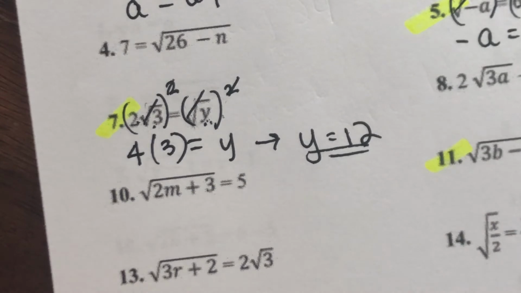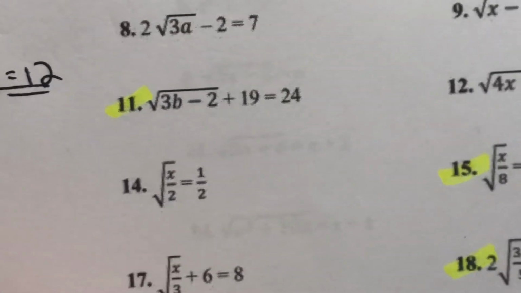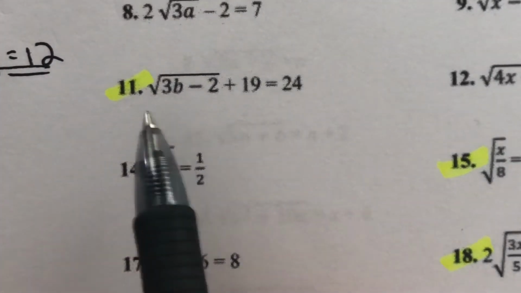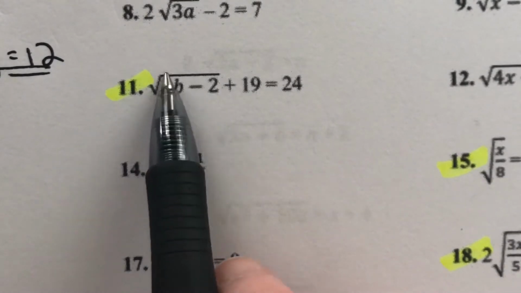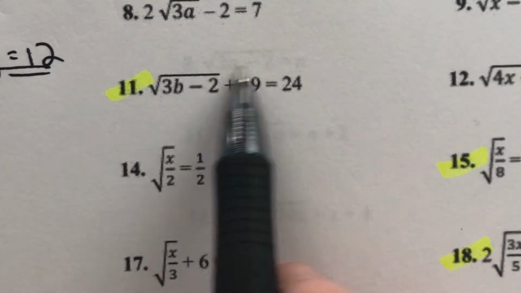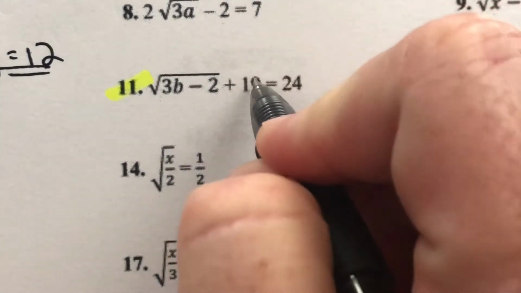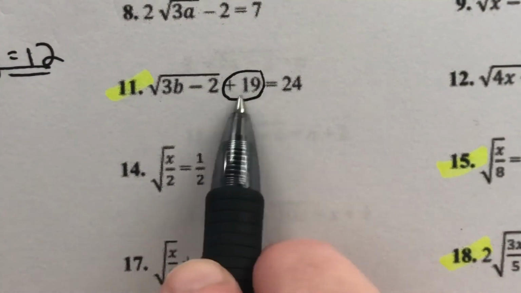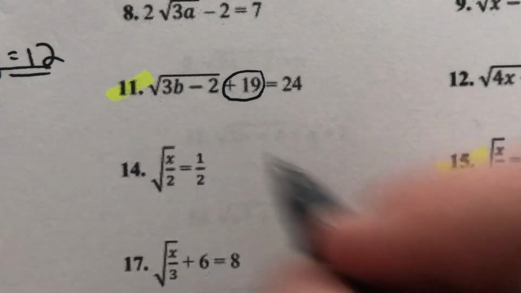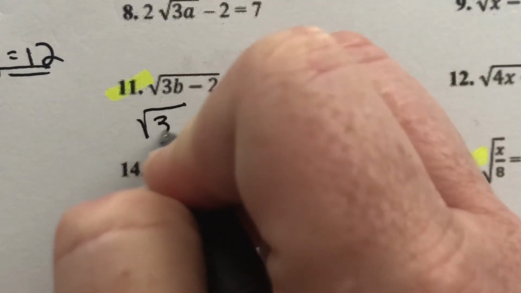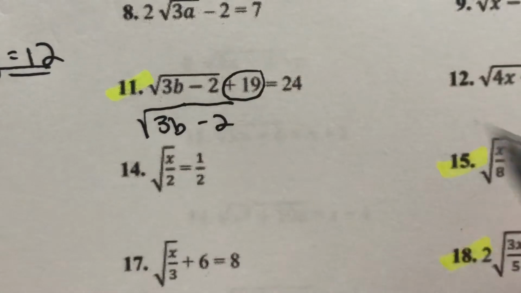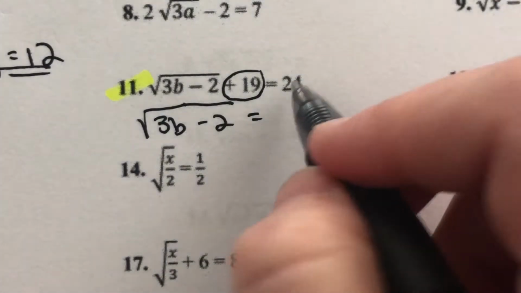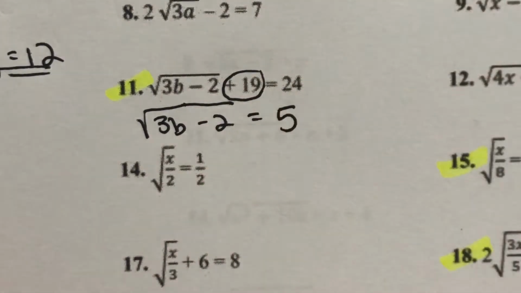All right, number 11. We've got 3b minus 2 under the radical, but then we have this plus 19. So the first thing I want to do is get rid of plus 19. So I'm going to subtract 19 from both sides of my equal sign. So I'll be left with 3b minus 2, all under the radical, equals 24 minus 19, which is 5.